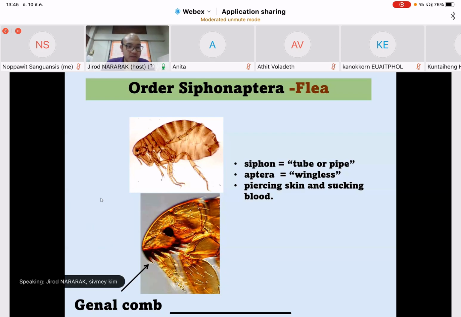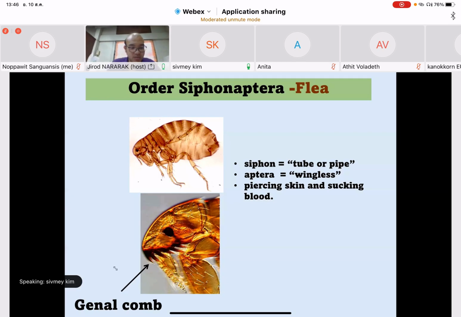Excuse me, teacher. I want to know, the one that we usually find on the dog, is that one lice or flea? The parasites that we always find on the dog.